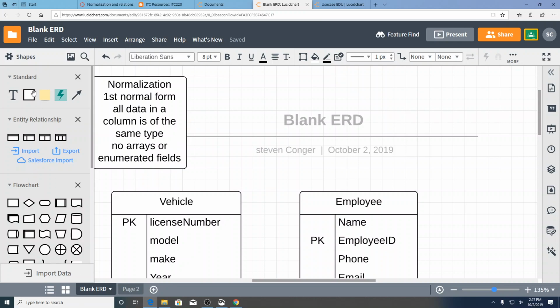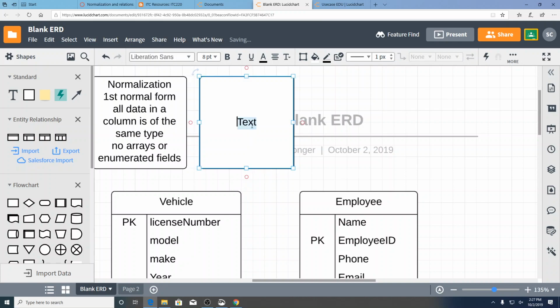Second normal form. I'm just going to put in another text box. Second normal form assumes that you've achieved first normal form. And what you're supposed to be looking for are what they call functional dependencies. You want to remove all functional dependencies. I don't think we have any, but we'll look.